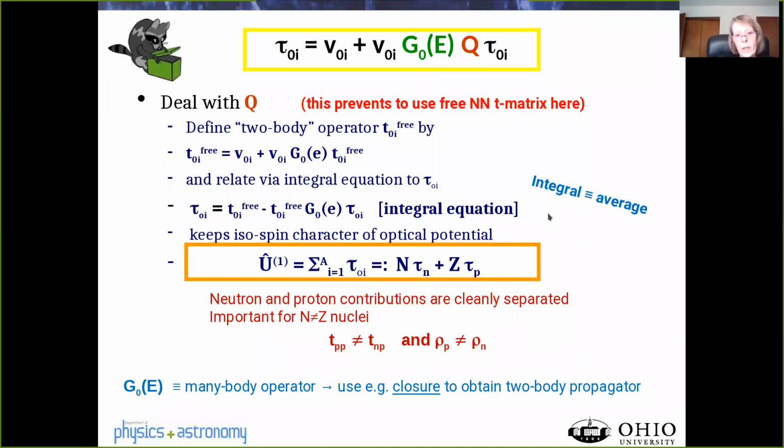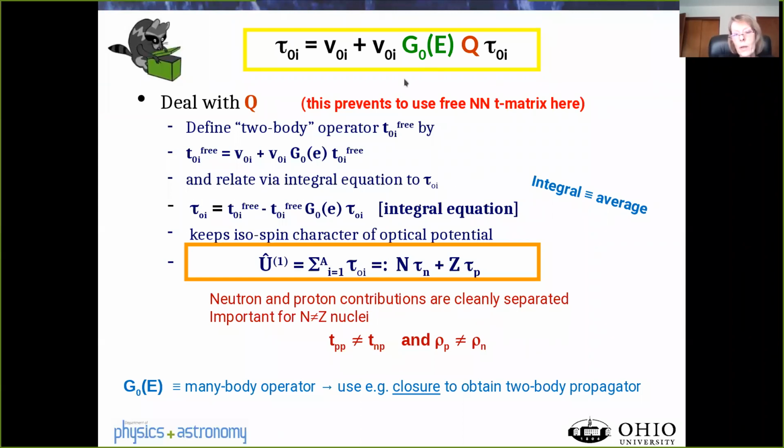The advantage of that is that you can actually have now separated out. You have N neutrons in a nucleus and Z protons, and so you can clearly separate the contributions from the protons and the neutrons. That is specifically important now in our area where we look at exotic nuclei, where the density distribution of the protons and the neutrons is different. And of course, the proton-proton and neutron-proton T matrices are also different.